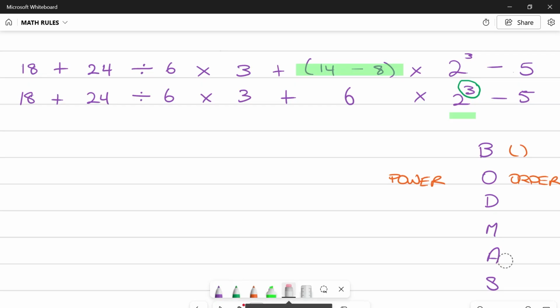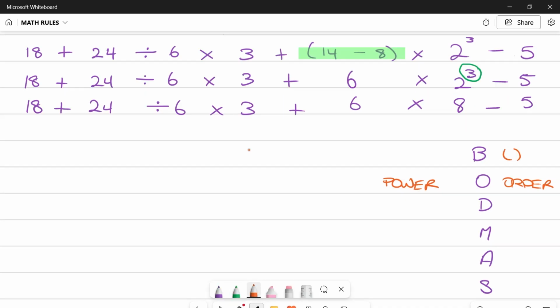So according to BODMAS, this is the second thing that we work. 2 to the power of 3 is the same as saying 2 multiplied by 2 multiplied by 2, which gives us 8. Now we rewrite the rest of the equation. The next step, according to BODMAS, is division and multiplication. Division and multiplication are usually grouped, meaning they are done in the same step.